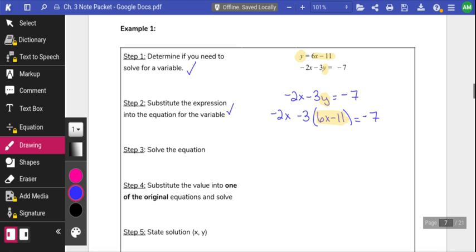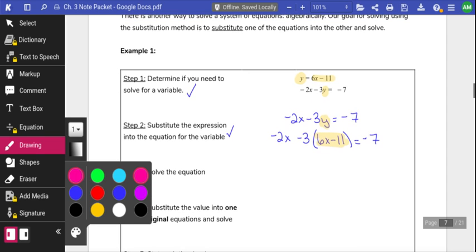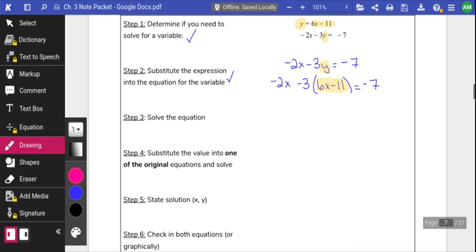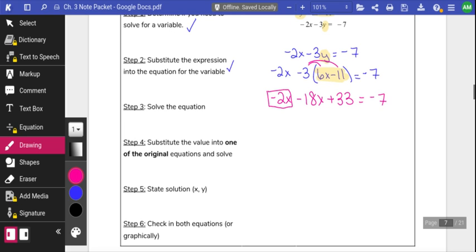Check. Step 3 says I need to solve my equation. So looking at this equation, the way that I would start to solve would be to distribute -3 to both terms here. So -2x minus 18x plus 33. Now to solve, I'm going to combine my like terms. My x's can combine. I get -20x plus 33 equals -7.